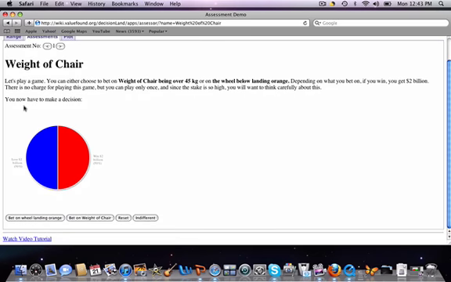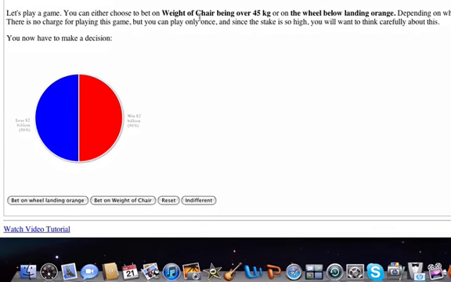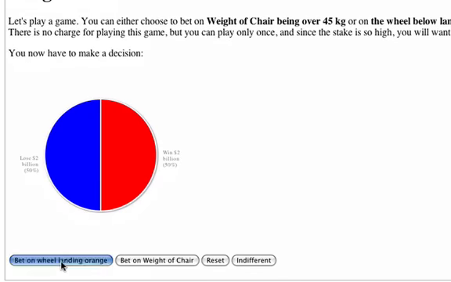Now the system generates a little game for us. It says you can either bet that the weight of the chair is over 45 kilograms, and if this happens you get $2 billion, or the wheel here lands orange. This game is free. I would pick the wheel because I don't think the chair I'm looking at is above 45 kilos.